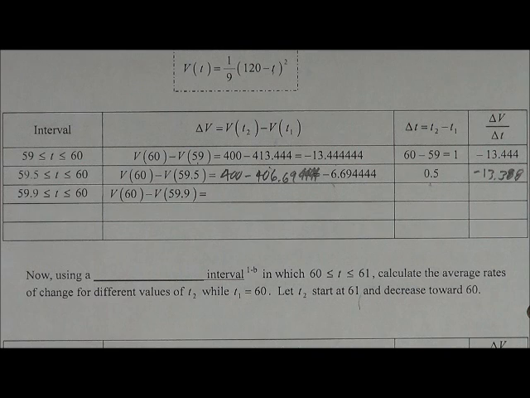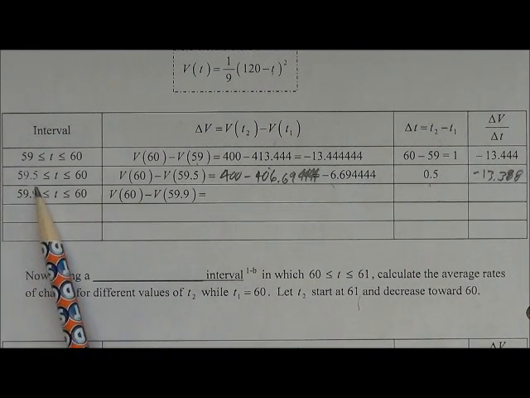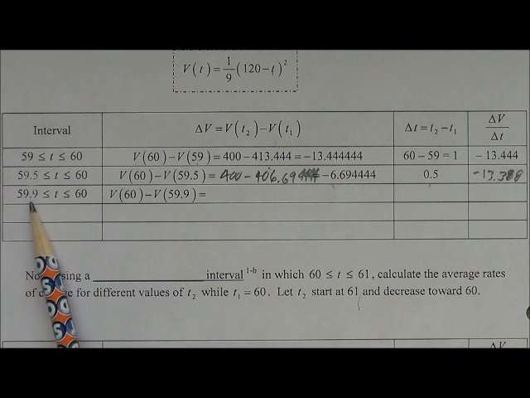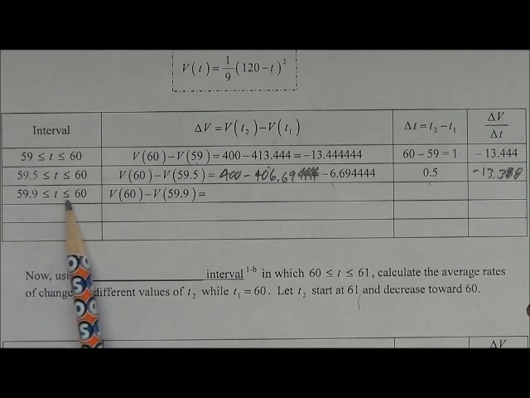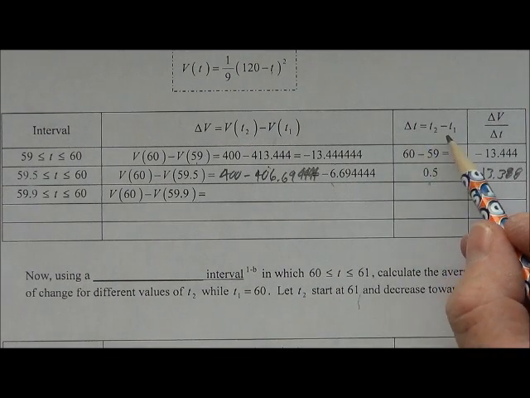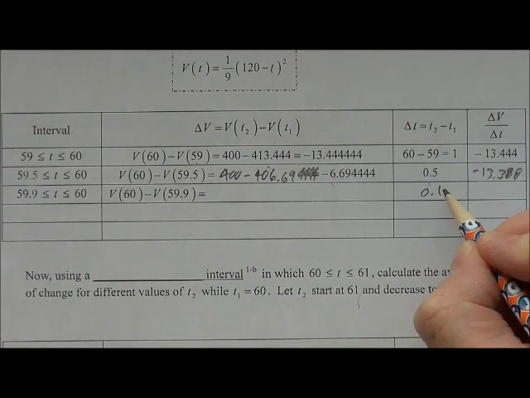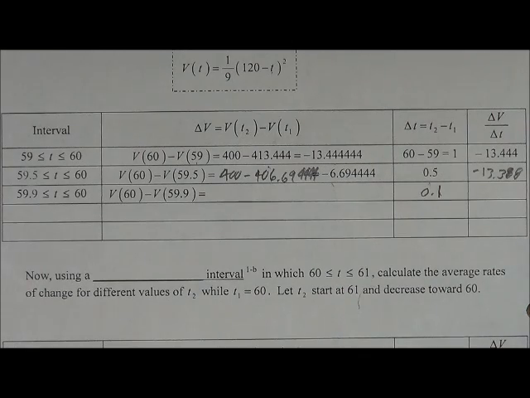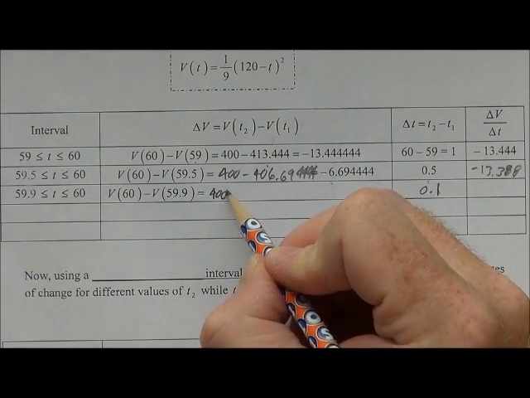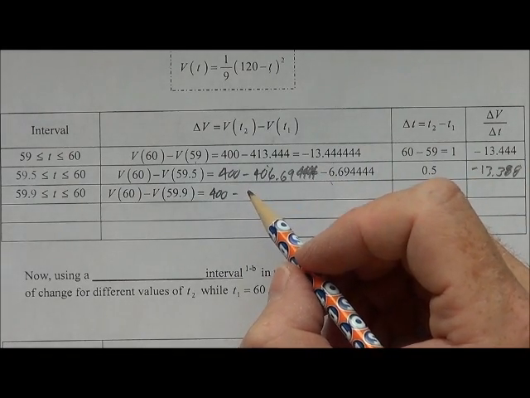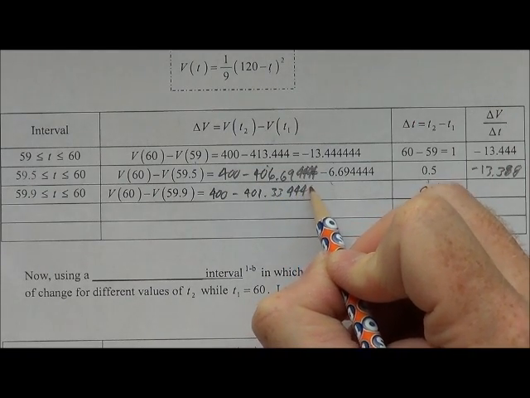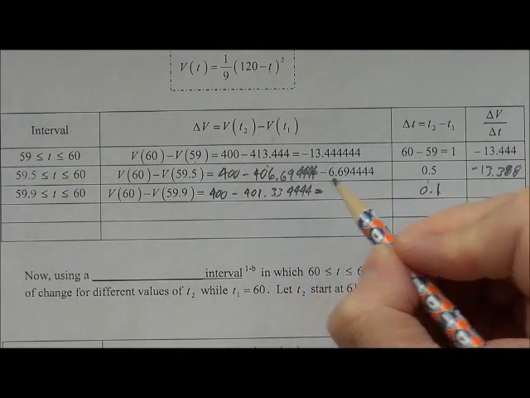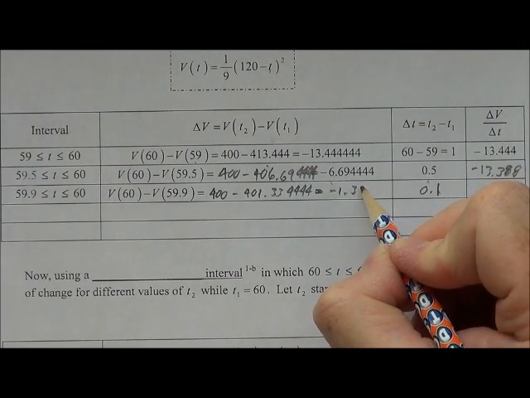Okay, so please continue working on this. We're now bringing T1 closer to T2. So now instead of 59.5 seconds, we're going to change it to 59.9 seconds, which is even closer, making that time interval even smaller. So that time interval, when we subtract them, is 0.1 of a second, or a tenth of a second, and we're going to have 400 minus 401.334444, and that equals negative 1.33.